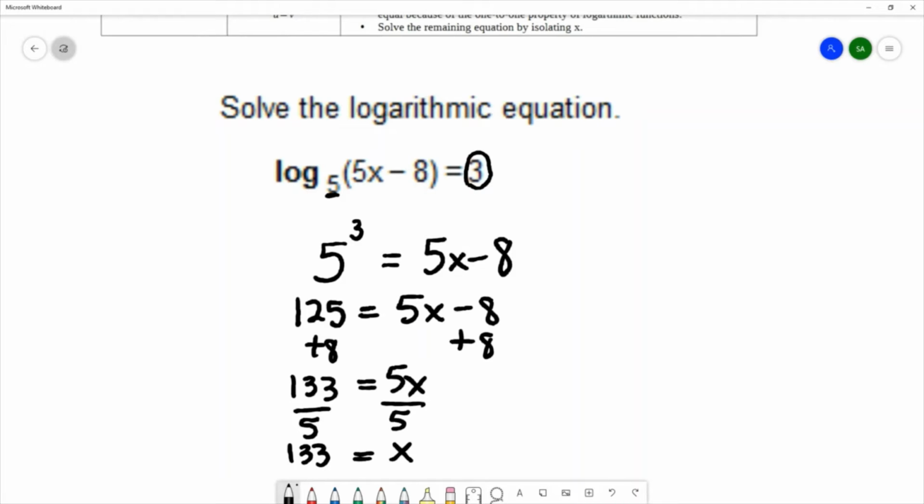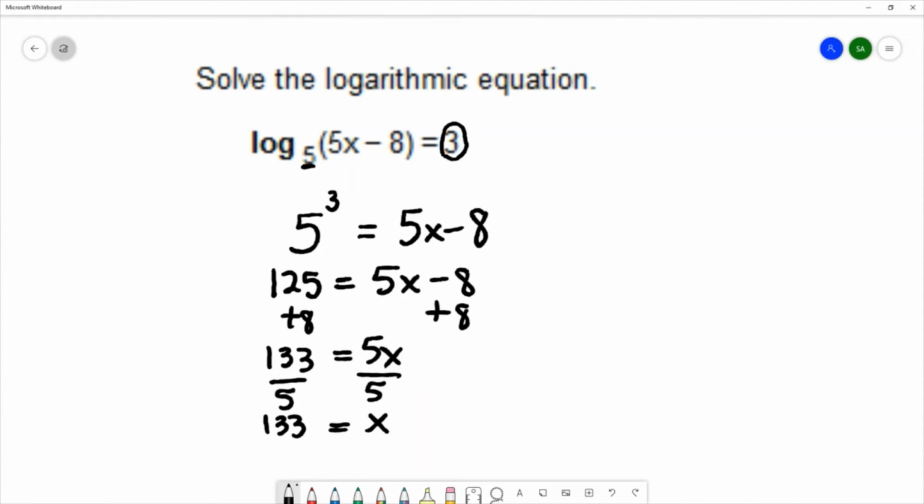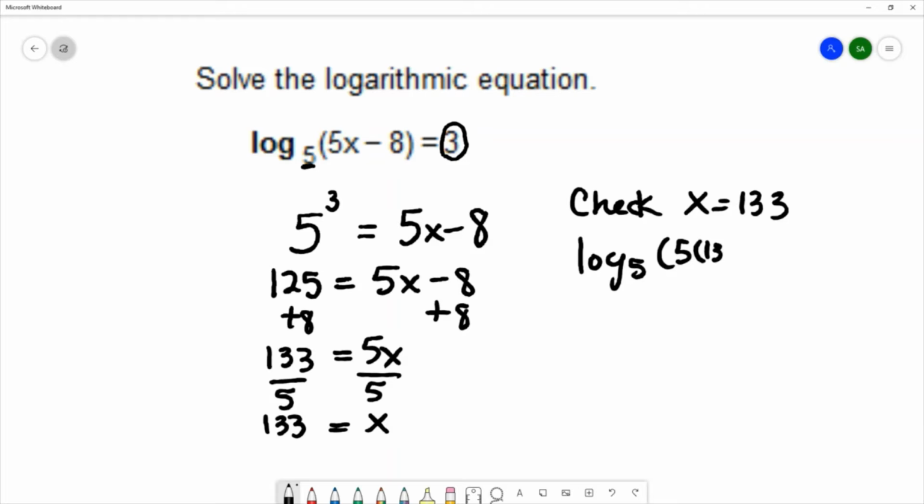Now with every log equation, you do need to check. You need to check to make sure that you never take the log of a negative. I'm going to check x equals 133 over 5 by substituting it into the original equation.